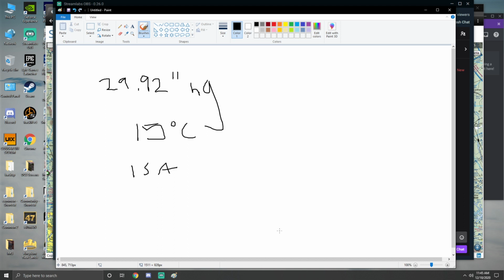And again, most of you should be familiar with this if you're into flight simming and stuff, particularly if you're into general aviation or civil aviation, because when you get your ATIS, that's the first thing we're doing. We're checking for temperature and pressure.